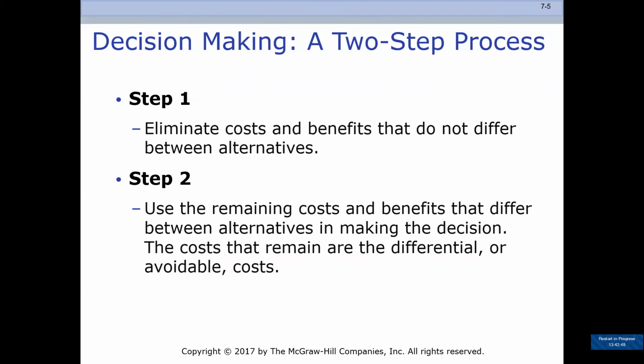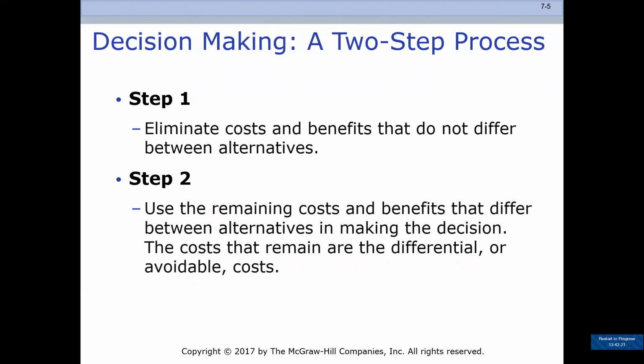Okay, so eliminate costs and benefits that are the same. We're going to run into some examples of this. If the revenue is going to be the same regardless of where you sell it, you can ignore that bit of information. Step two, use the remaining costs and benefits that differ between alternatives in making the decision. Costs that remain are the differential or avoidable costs.